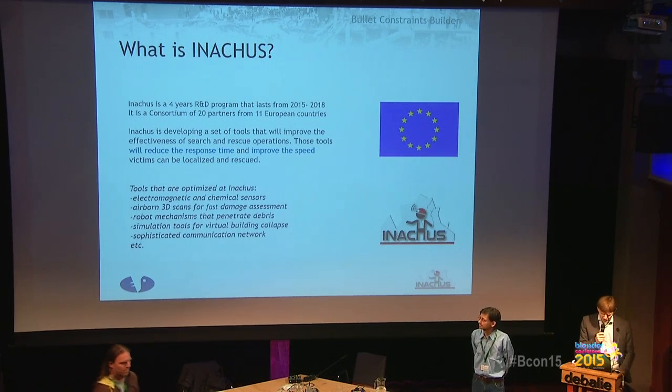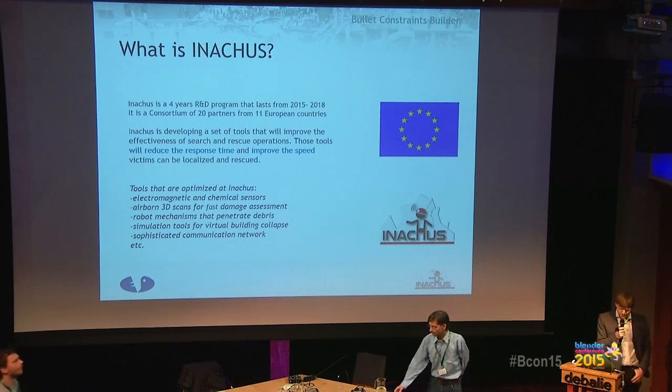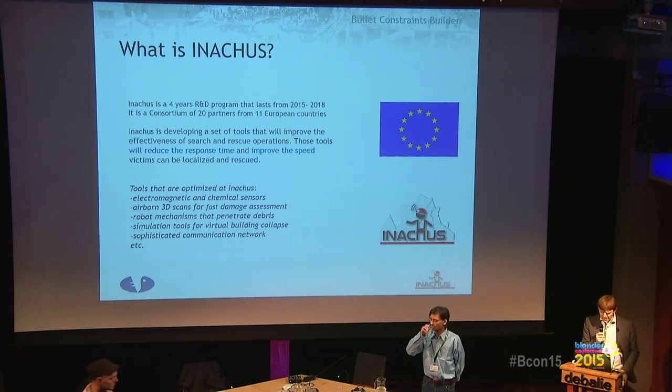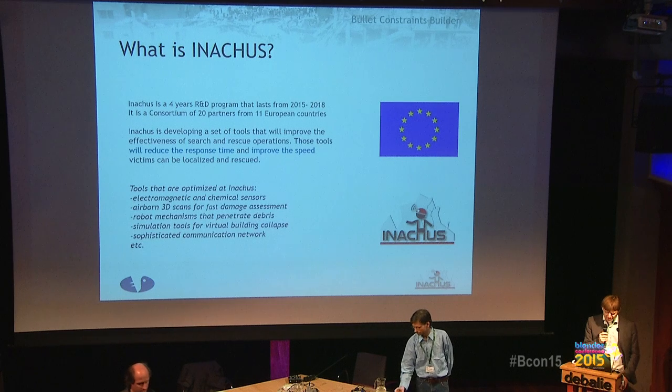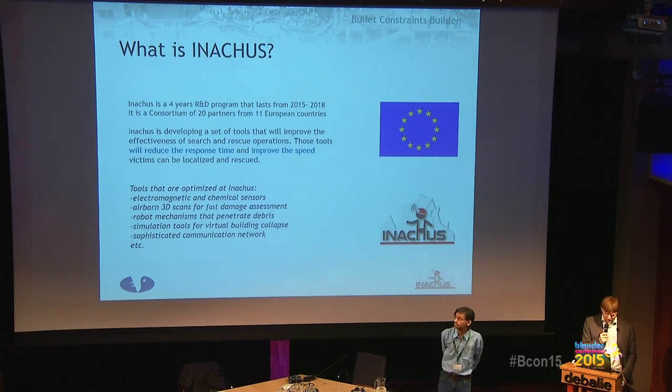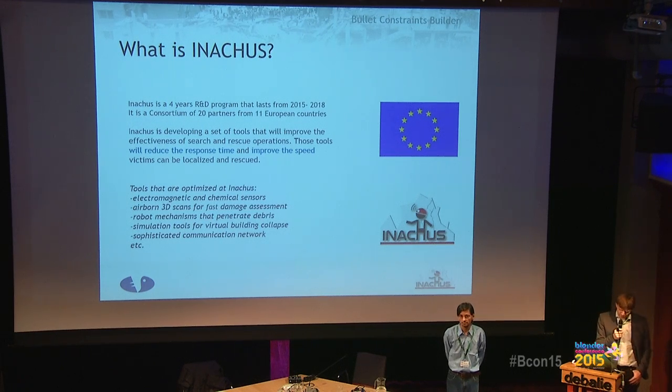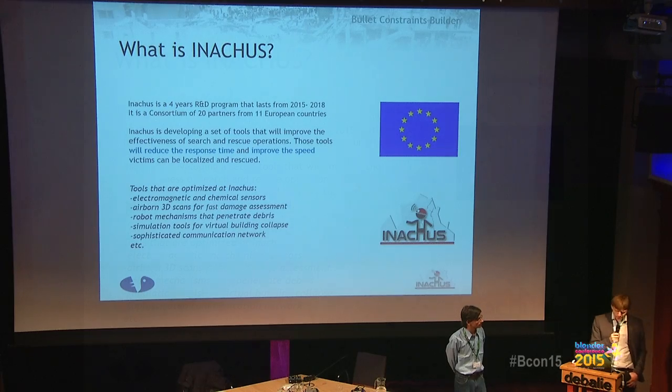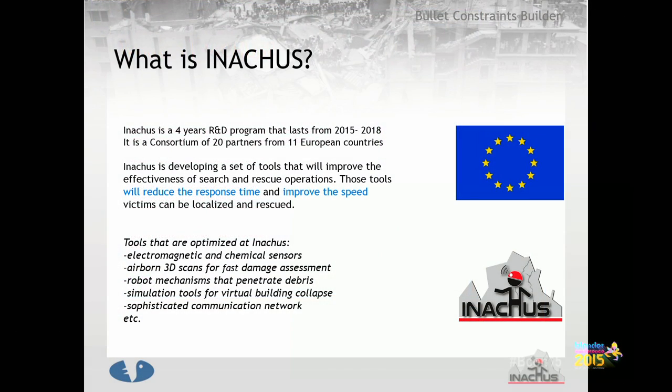It's a consortium of 20 partners from 11 European countries. The aim of Inacus, in a nutshell, is developing a set of tools that will improve the effectiveness of search and rescue operations. Those tools will reduce the response time and improve the speed with which victims can be localized and rescued. There are 12 specialized working groups within this Inacus project, and these groups are working on optimized tools that shall support rescue teams in catastrophic events.